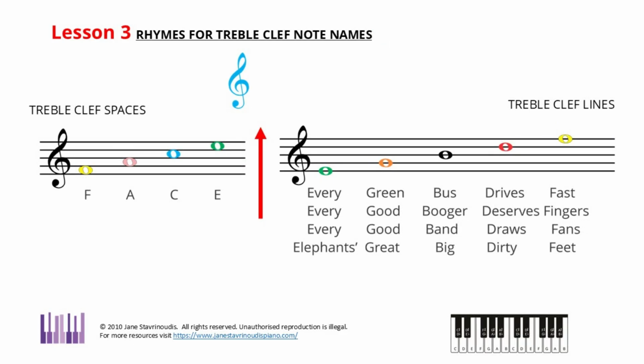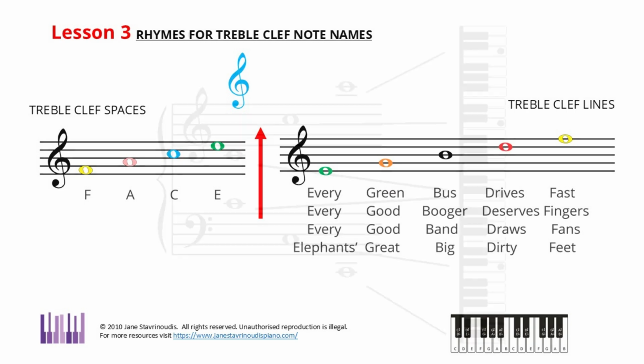Treble clef notes are high notes, and the clef starts on the G line, so it is also known as a G clef. These are the rhymes that can help you work out the letter names of a note and can be found in your concept sheets. And remember to always work from the bottom up.